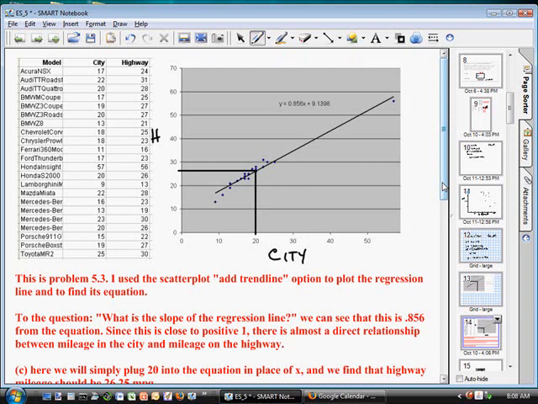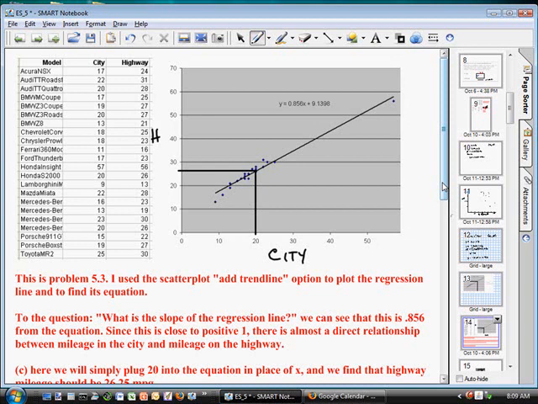Problem 5.3, which is one of the problems that you're going to have assigned to you, asks you to make a prediction. First they say, make a scatter plot and find the equation. You know Excel will do that for you, right? Hover over one of the points, right click, add trend line, and then check those last two boxes, add equation and show r squared. And there it is. Pretty strong correlation.